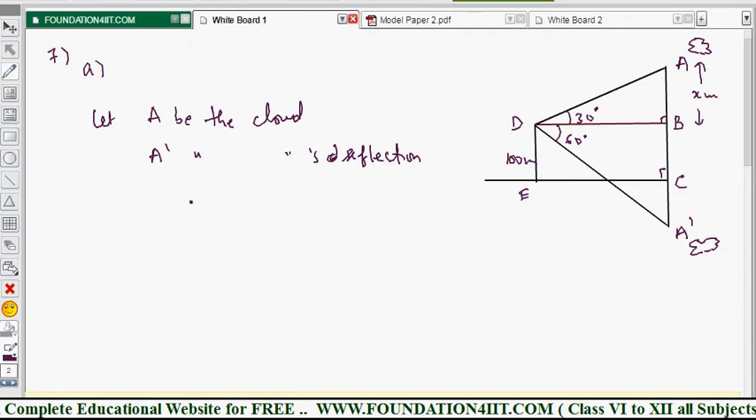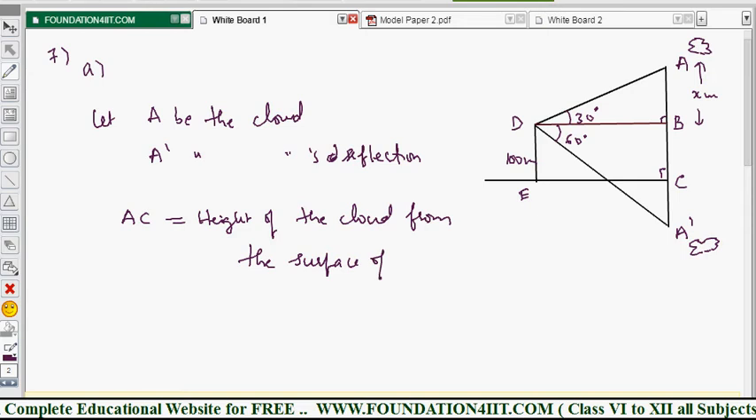Now the height of the cloud from the surface of the lake is AC. Then we can solve the problem easily. Here DB and EC are the same. Then AC is equal to x plus 100, where x is nothing but the distance from A to B.